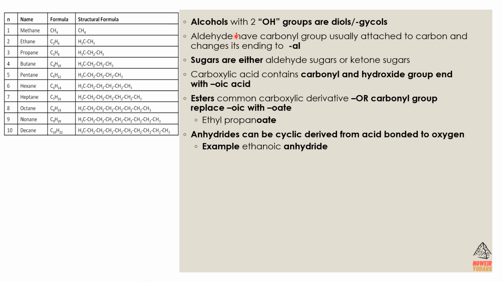Alcohols with 2 OH groups are diols or glycols. All right, so you could face something like that that has 2 OH groups. Okay, you have just 2 OH. So this is a diol. All right, and then you have an aldehyde that has a carbonyl group usually attached to a carbon, and you change the ending to -al.